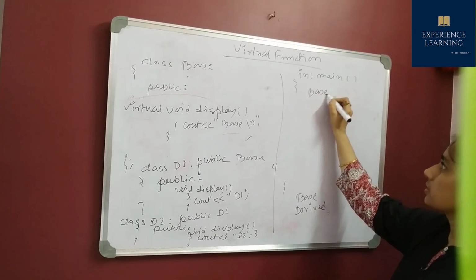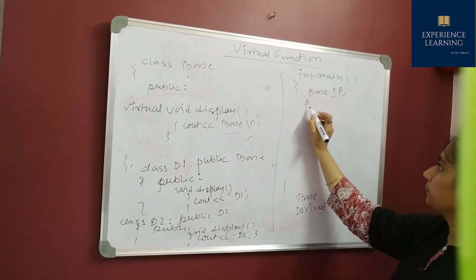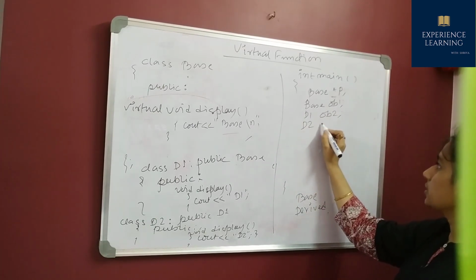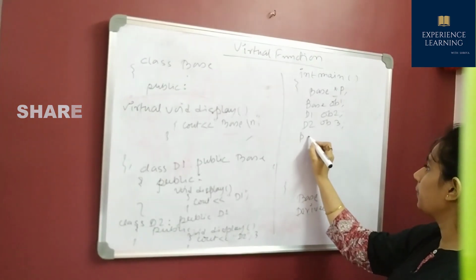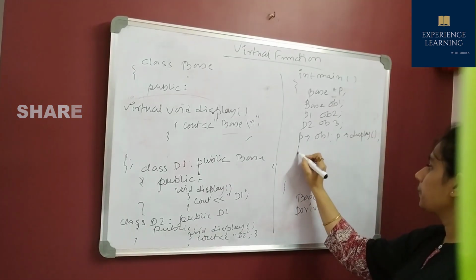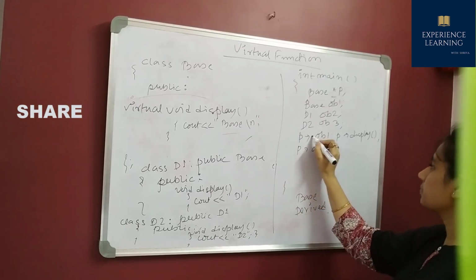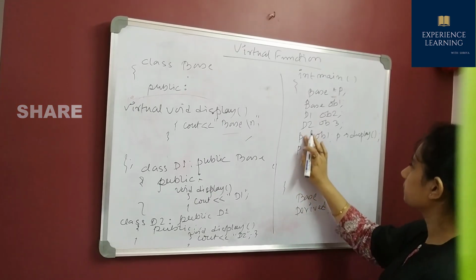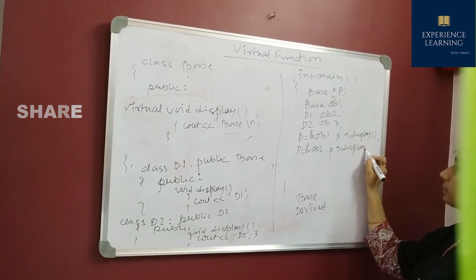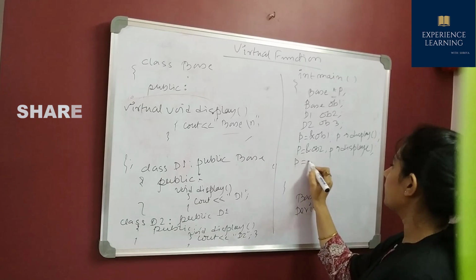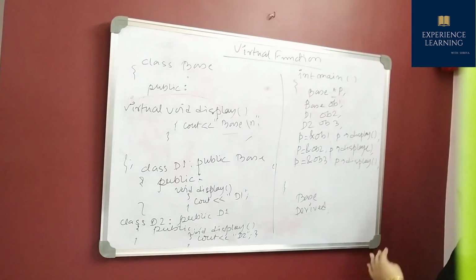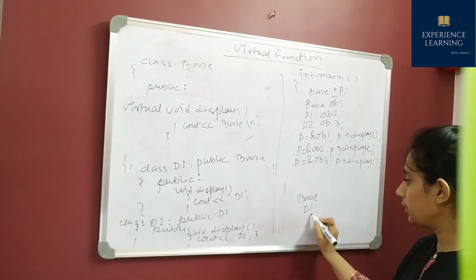Next, we use Base pointer P, and objects of Base OB1, D1 OB2, and D2 OB3. We write P equals ampersand OB1, P display, then P equals ampersand OB2, P display, and P equals ampersand OB3, P display. Now the result will be Base, D1 and D2.